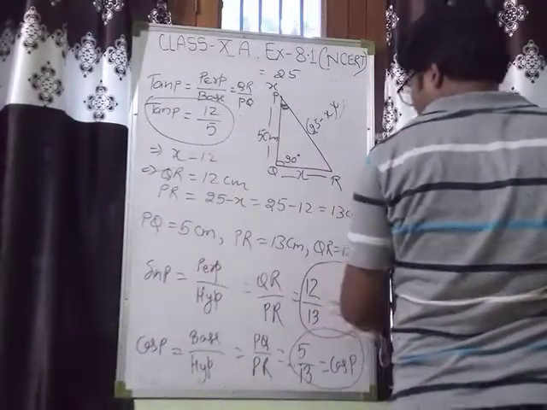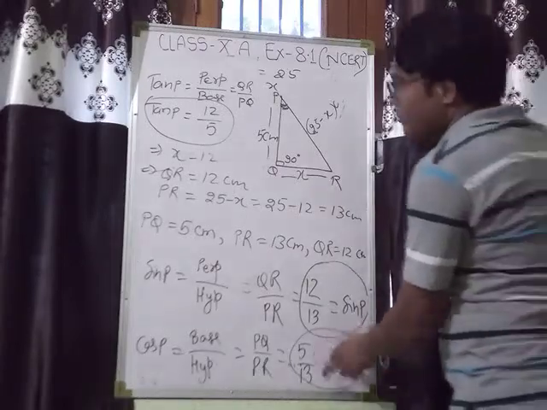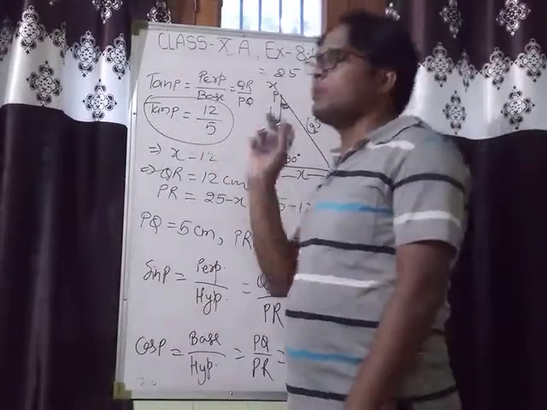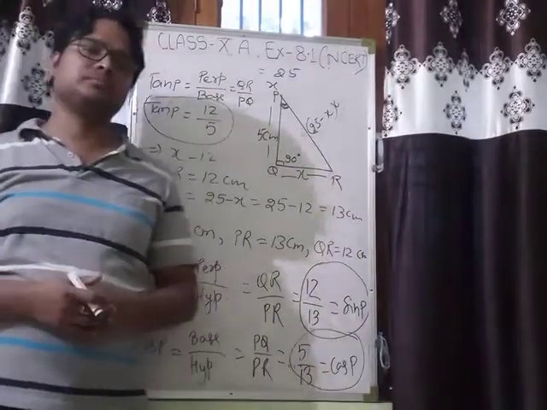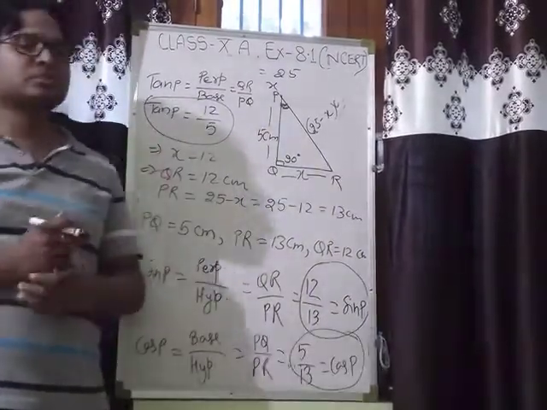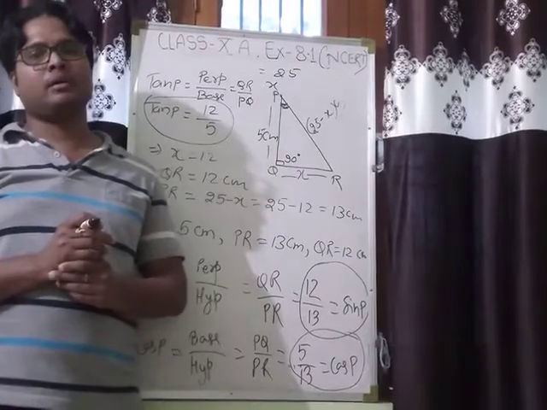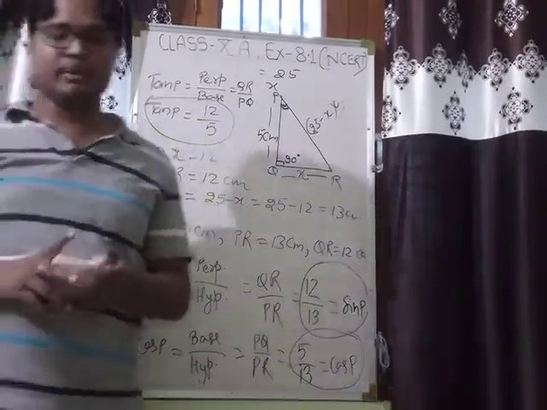The value of sin P is 12 upon 13, cos P is 5 by 13 and tan P is 12 by 5, which is asked in the question. So that is the solution of question number 10. Now read question number 11.